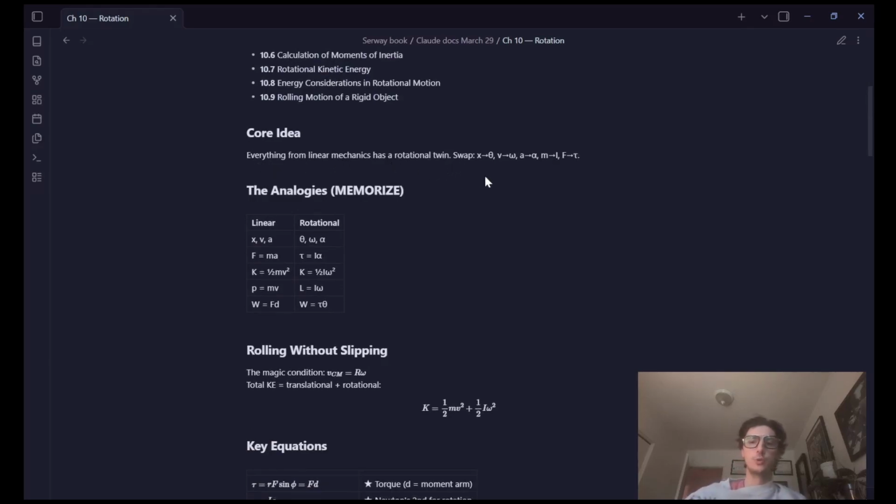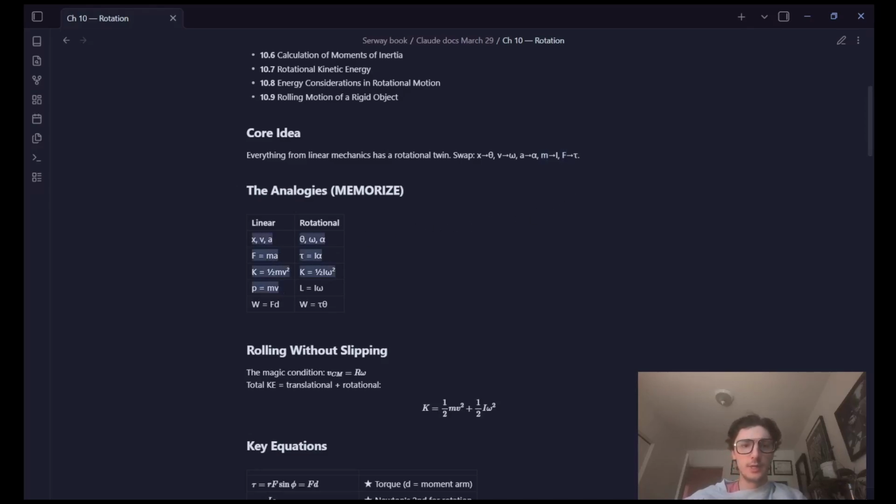So x, which is one-dimensional position, turns into theta, which is the position of a rotating object. Like if you have a CD, it rotates, and it sweeps out these thetas, these radians or degrees. v is angular velocity, omega, the Greek letter, right over here. a, which used to be linear acceleration, is alpha, the Greek letter, for angular acceleration. Mass goes to moment of inertia, and force goes to torque.